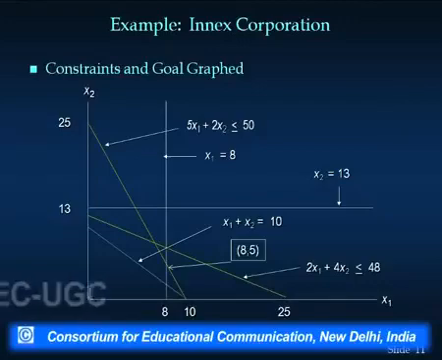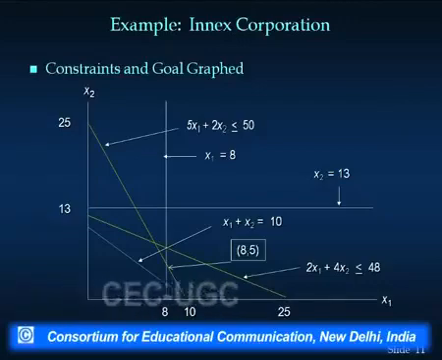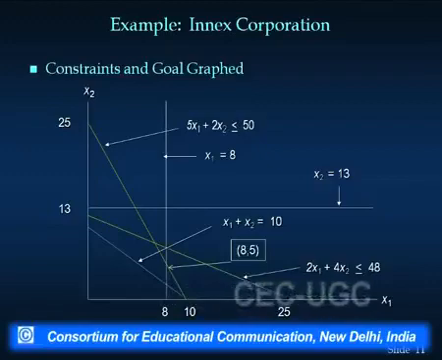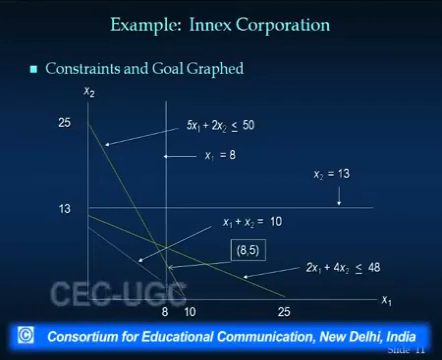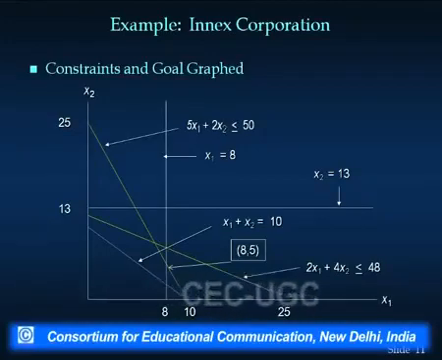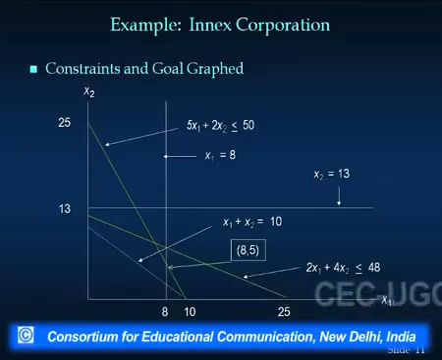Now we will go to the third priority. Third priority was a minimum of 13 units of product B be produced, and it is not possible to have 13 units of product B. So the third priority will be ignored at the cost of priority number 1 and priority number 2.